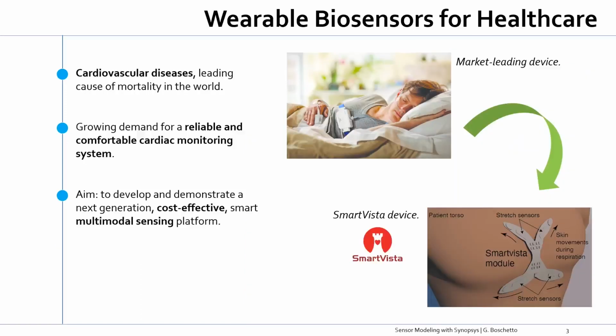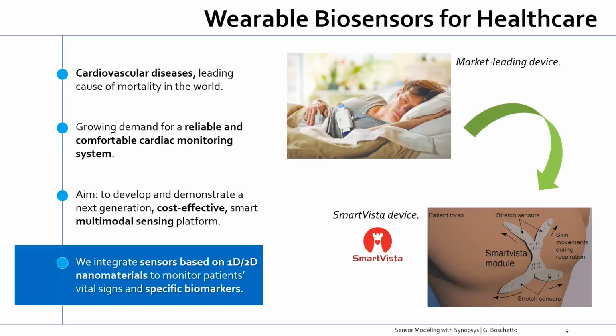So this work was carried out in the context of a European project called Smart Vista. The aim of this project is to develop a smart, multimodal and non-invasive sensor which is able to monitor in real time the patient health status and the possible onset of cardiovascular diseases. Now this is important because cardiovascular diseases are currently the leading cause of mortality in the world.